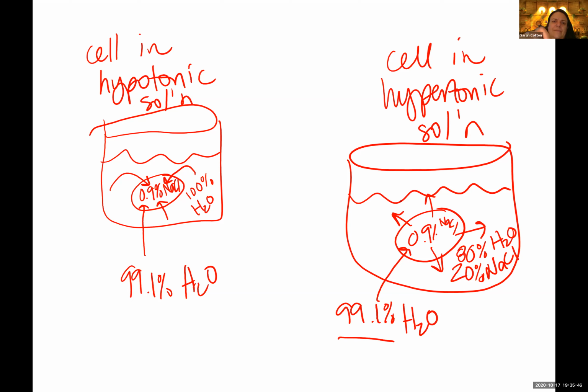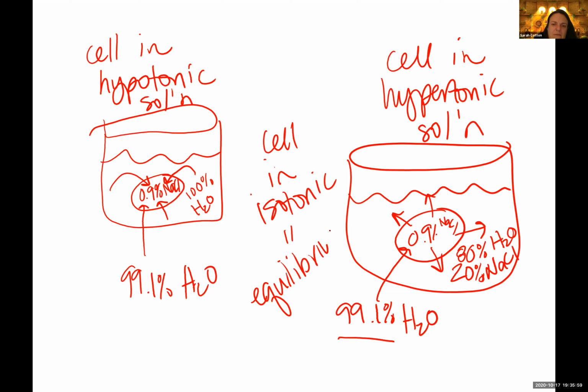Now, a cell in an isotonic solution means it's at equilibrium, so nothing happens. There's no net movement. Okay, let's look at some real life examples, shall we?